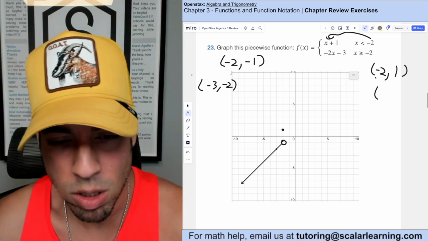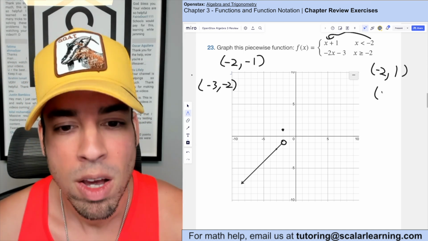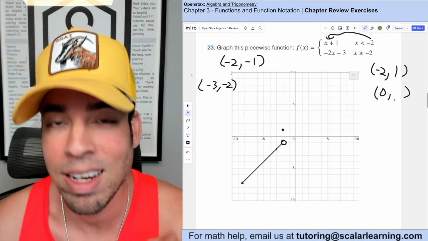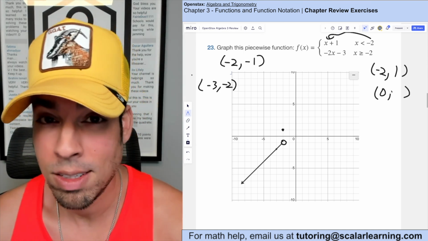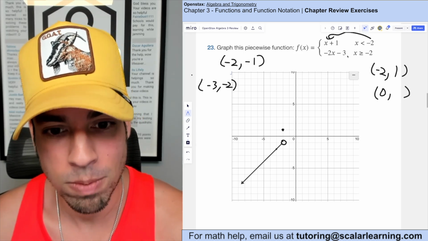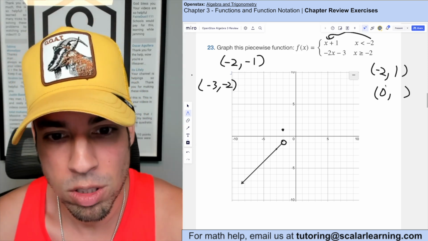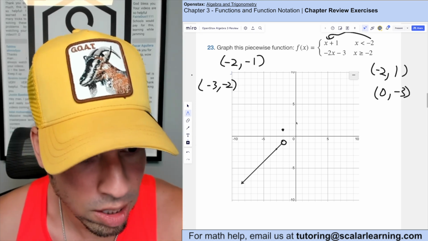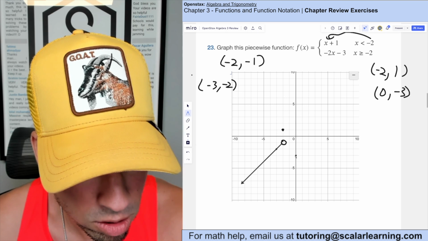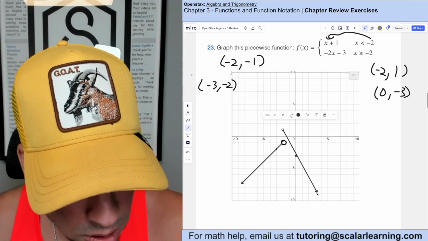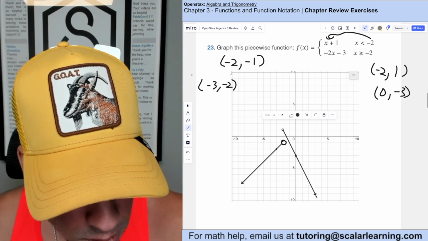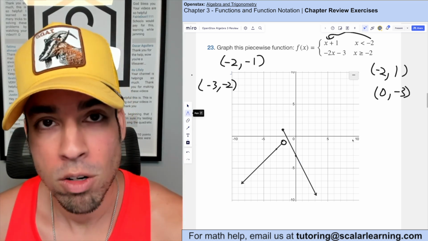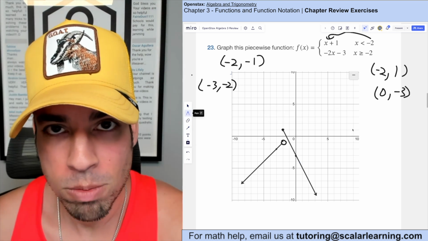I could plug in -1, I could plug in 0, I could plug in 1. I'm going to plug in 0 just because it's easy, and I know this is going to work because this is a nice linear function. So 2 points, we connect the dots, we're good to go. Plug in 0, that becomes 0 minus 3, which is -3. There's our second point, 0, -3, like so. Now we're going to connect those dots, and boom, there it is. So here is our nice graph of the piecewise function. Boom, done.